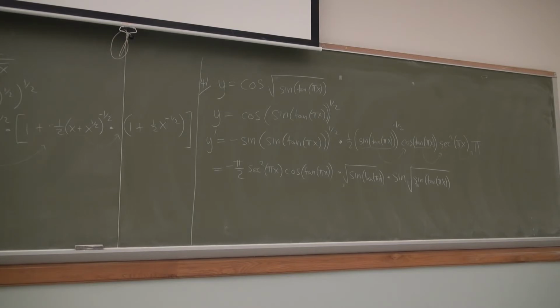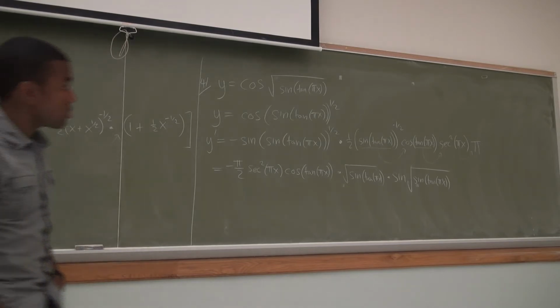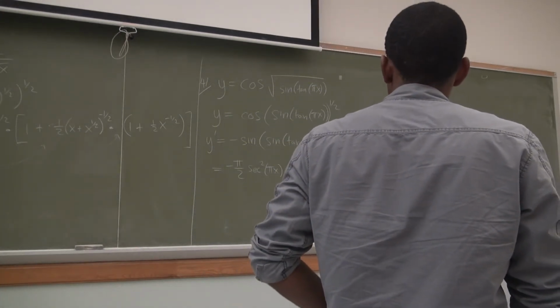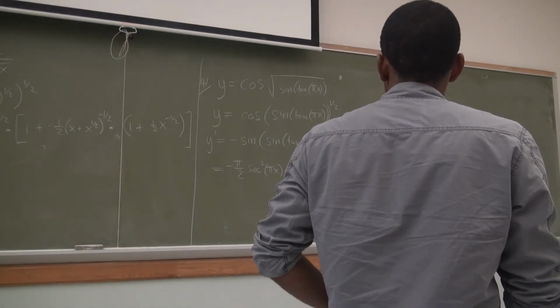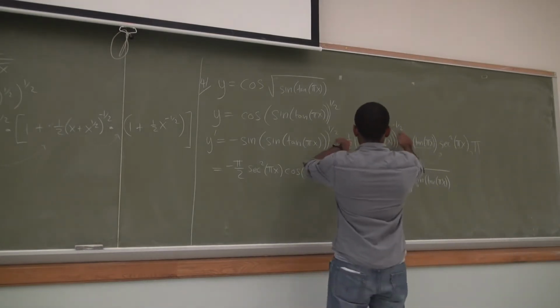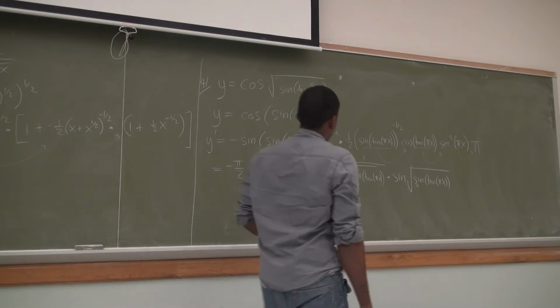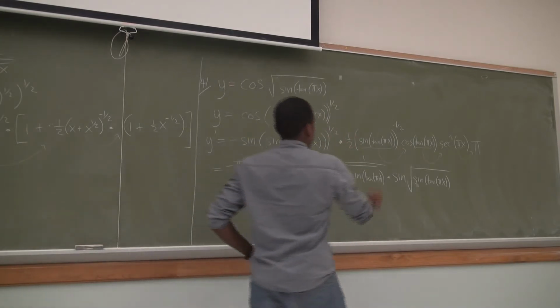What happens to the negative 1 half? What happens to the exponent? Where? One half sine tangent by x to the negative 1 half. Oh, this is supposed to be this. So this has got a little negative sign.